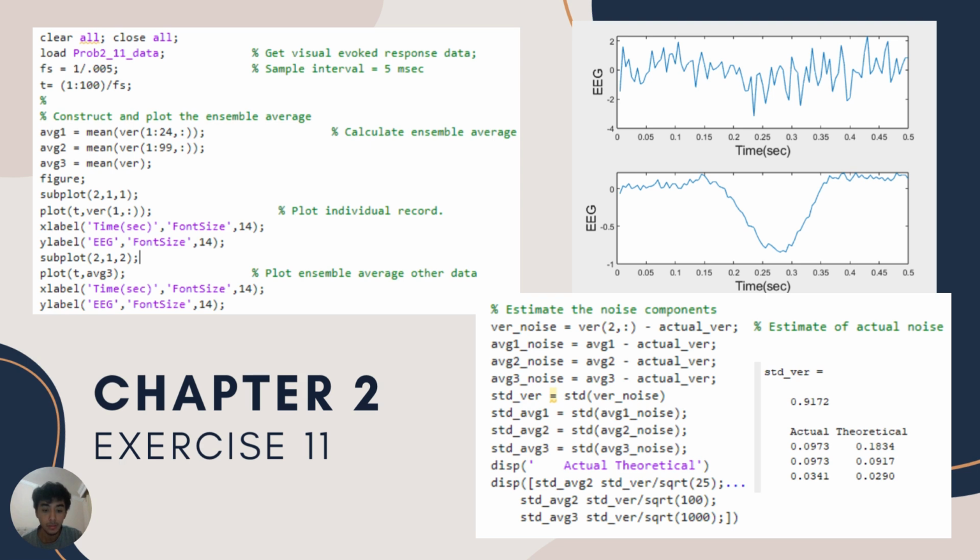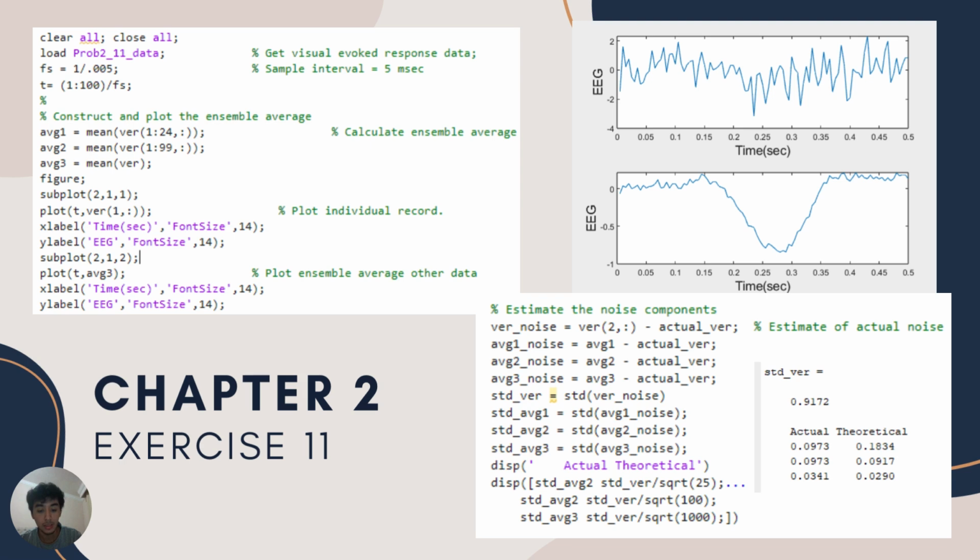And for this week, I had to compute the mean across different subsets of responses, as we can see in the code. Each of these averages progressively reduces noise, and theoretically, the standard deviation of noise decreases as the number of responses averaged increases. Next, we plot an individual evoked response and compare it with the full ensemble average. And as expected, the ensemble average reveals the underlying signal more clearly, with noise significantly reduced.